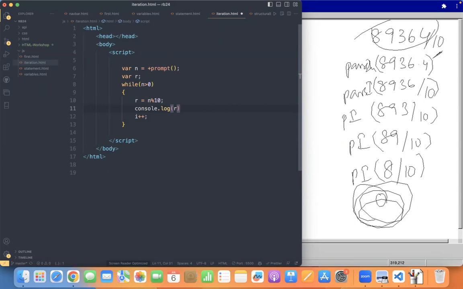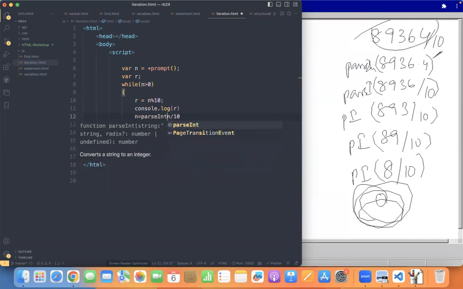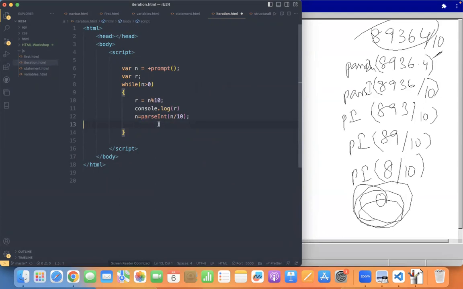After that, next time, what should n become? 8934. How do I get that? n is equal to n by 10. What does it give me? 893.4. And I will perform the parse of it. So what do I get into the n? 893.